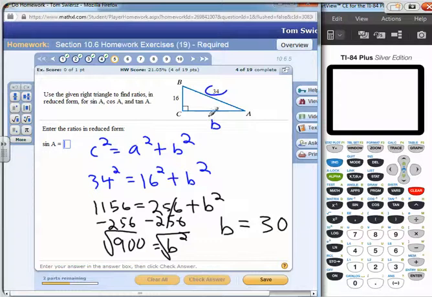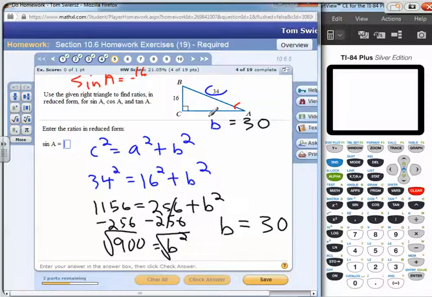So now we did all this work to get the side of that. So that third side of the triangle is 30, right? So now we can do what? The sine of the angle. The sine of the angle A is what? Opposite angle A. Now angle A is here, is 16 over hypotenuse 34.